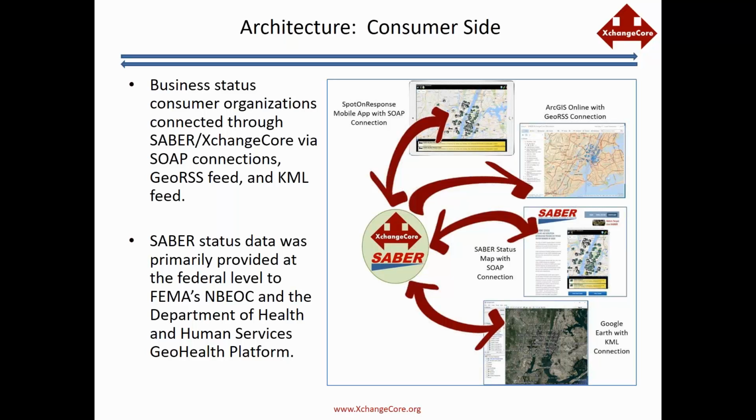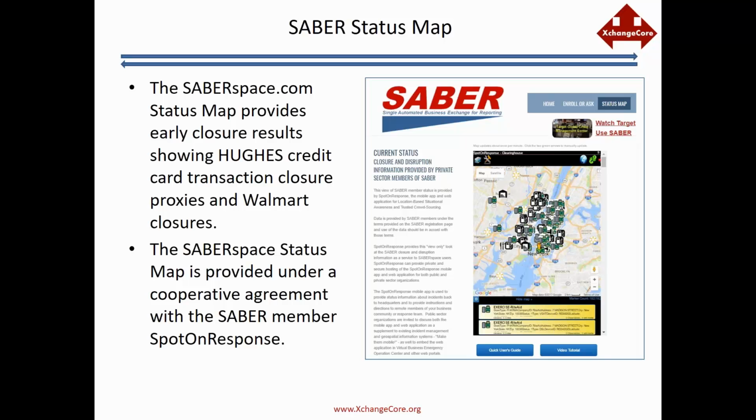In this exercise, the SABER status information was primarily provided at the federal level, to the National Business Emergency Operations Center and the Department of Health and Human Services GeoHealth platform, and I'll talk about that in a little bit. The SABER status map, and I'm now going to go through a series of the experience captures that we have here. The SABER status map was up there running the whole time, and this happens to be showing a combination of Walmart closures and then the Hughes credit card transaction proxy map.